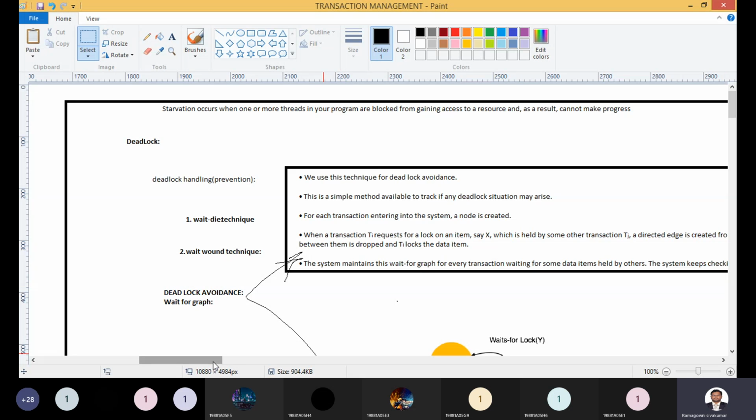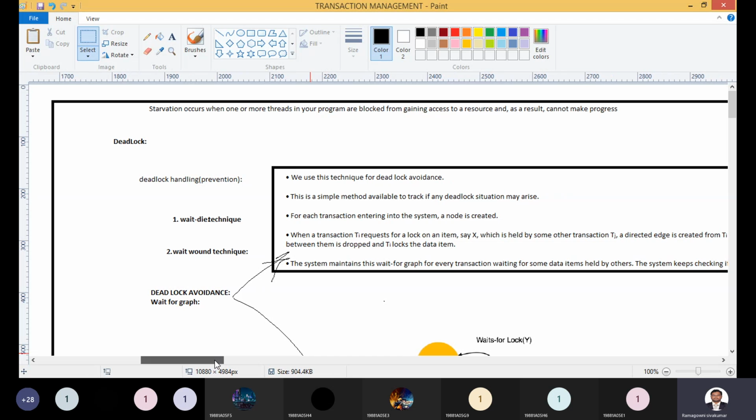Okay, right. In yesterday's class, we discussed deadlock and the deadlock handling or prevention techniques. We have two techniques here. First one, the wait-die technique. Second one, the wound-wait technique.